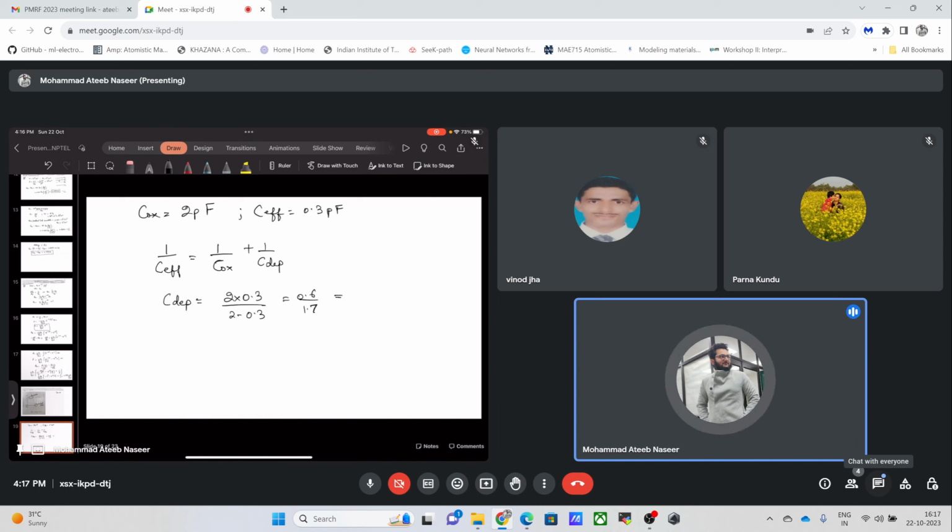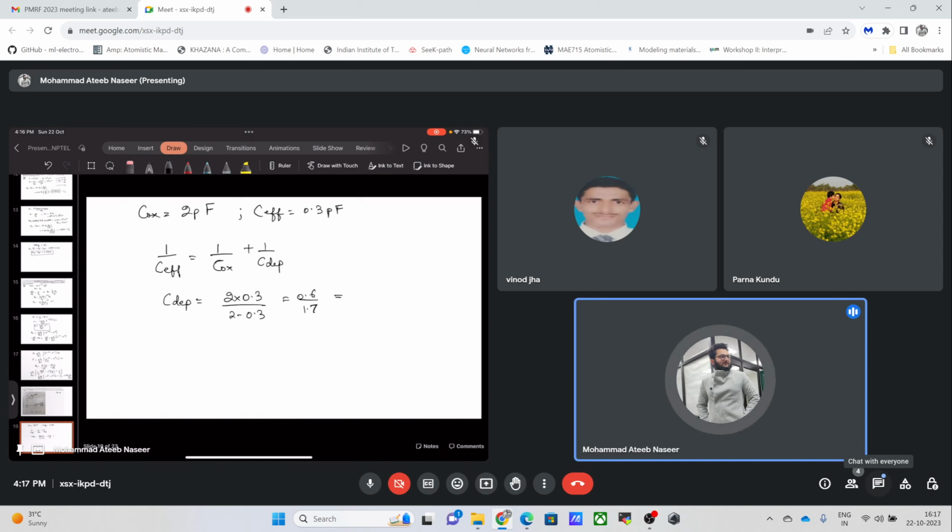Now the C depletion value, we can clearly say that C depletion by epsilon A, we can square this thing. It would simply be Q times epsilon S and A by 2 phi F. Yes, this is the only unknown over here.